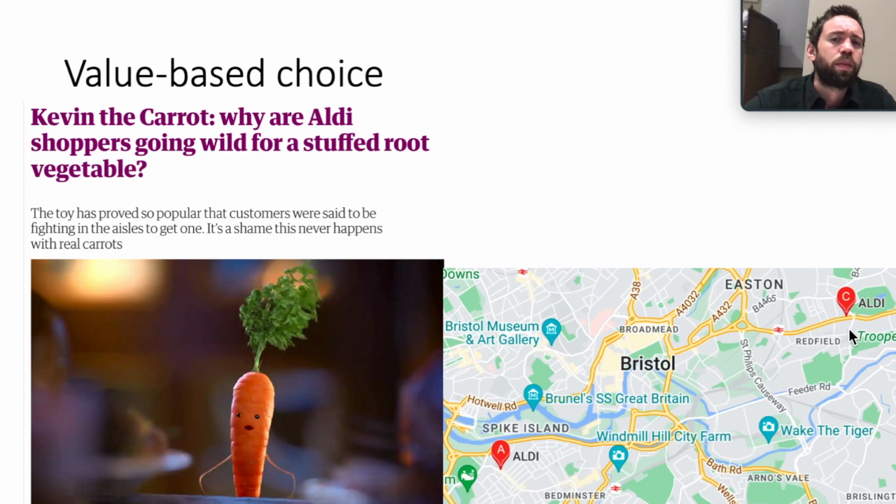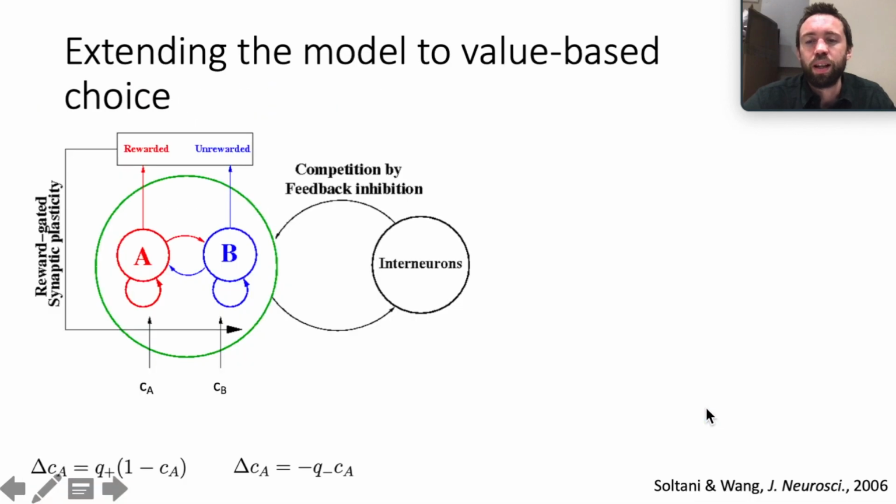So this may make you think that it might not be worth going all the way over to East Bristol to buy my Kevins. I'm more likely to make the choice to go to South Bristol again. So this is the essence of value-based choice. And we can see that we can actually extend the simple model we just studied to value-based choice along these lines quite easily.